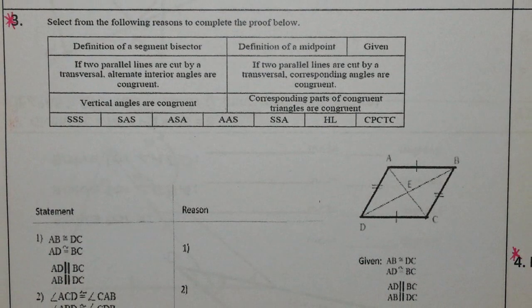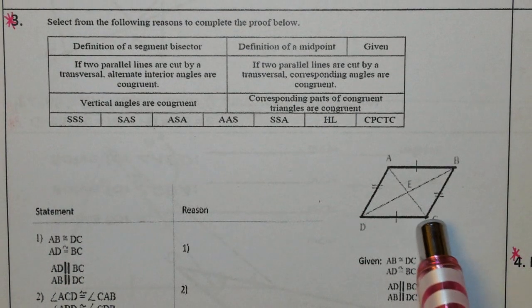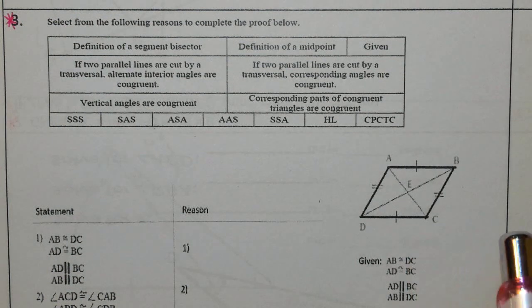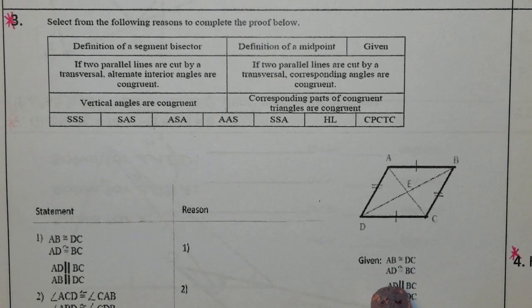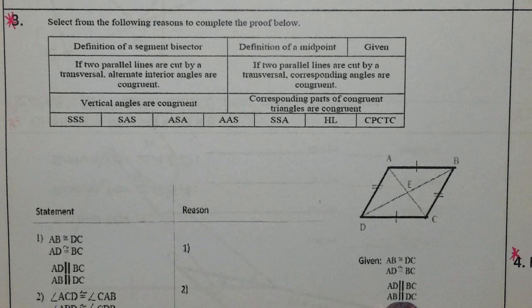I would suggest to you that whatever your shape is, you draw it on your picture so that you can mark it carefully and select the right answers. So the very first thing we're going to do is look at what was given to us, and we get lucky because the side AB and side DC being congruent, and side AD and side BC being congruent is given. We also get AD and BC being parallel, and then of course AB and DC being parallel. Okay, so that's going to help us in going through our reasoning.